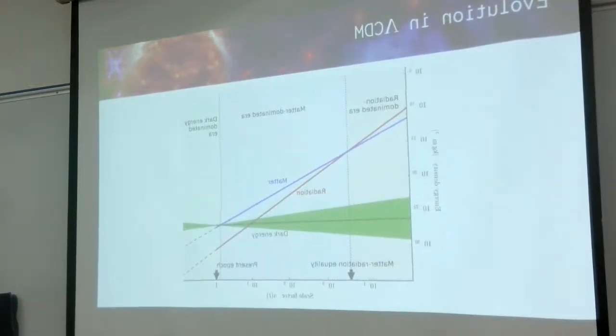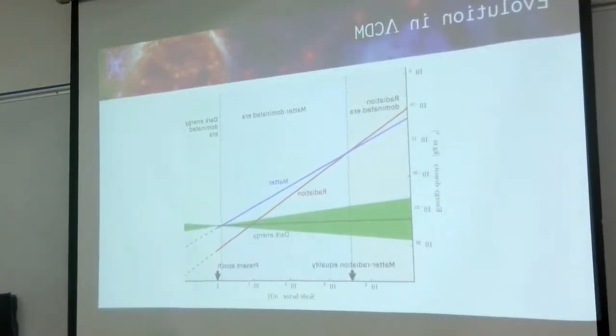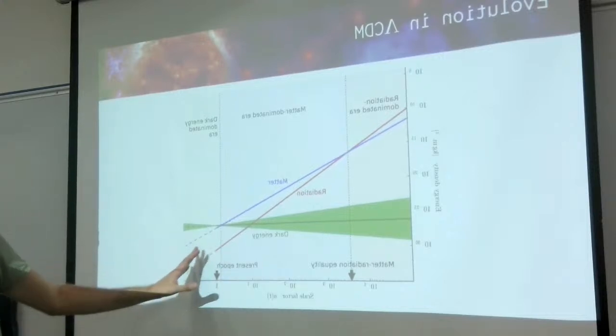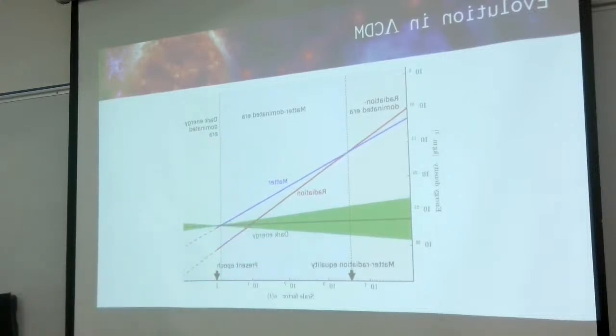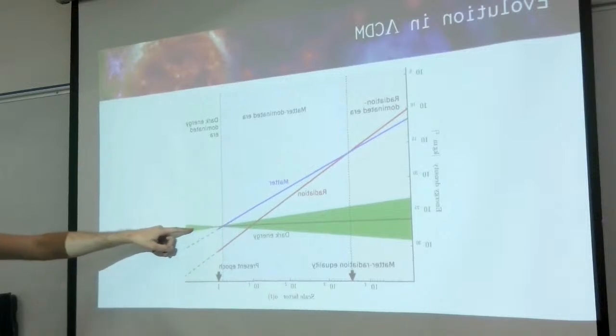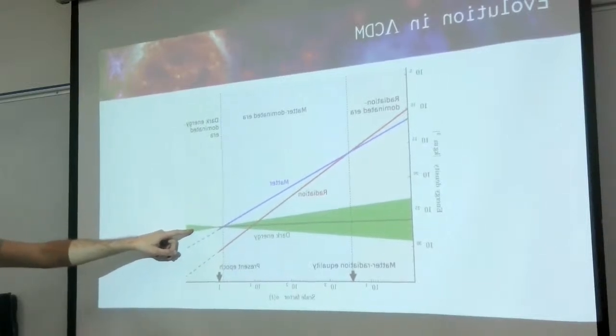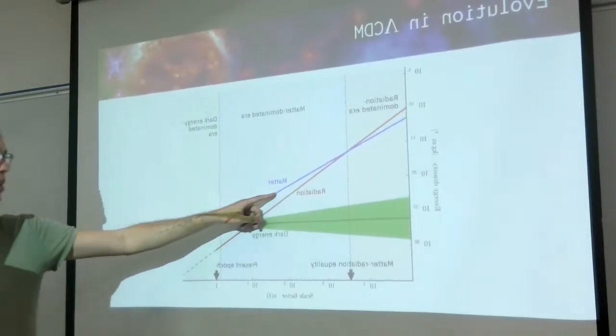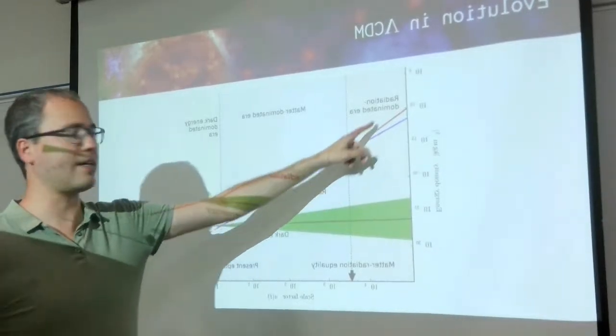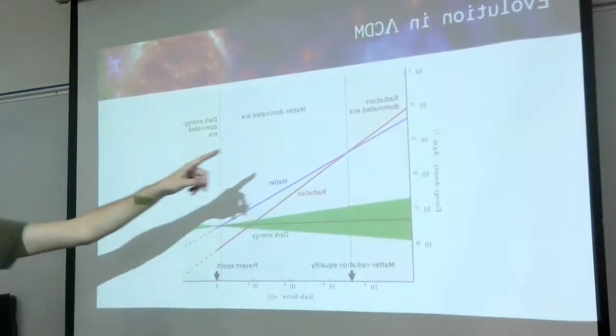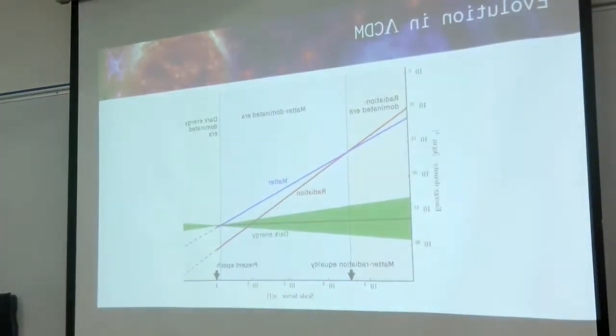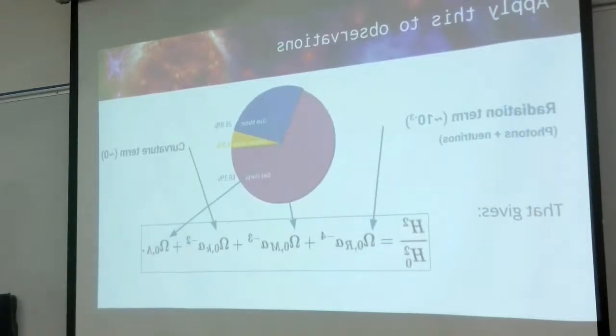Okay, so I showed you this graph before. So this is now. If we go back in time, what are the dominant components? At the present day, it's dark energy, which is dominant in terms of quantity. If I go back in time, it will be omega matter. And if I go even further back, it's going to be omega radiation that dominates. Because if you look at the equation, they change.